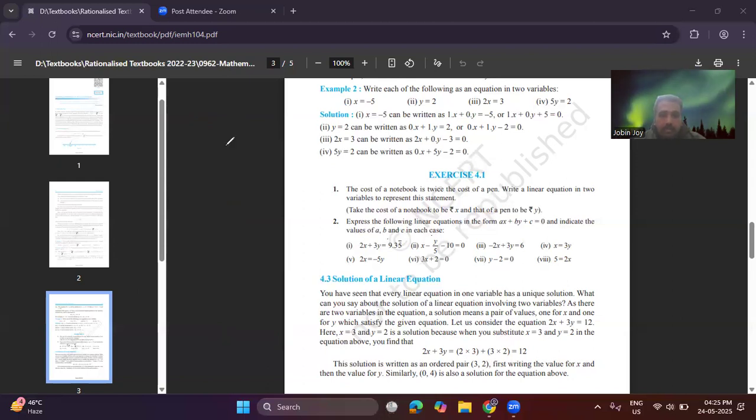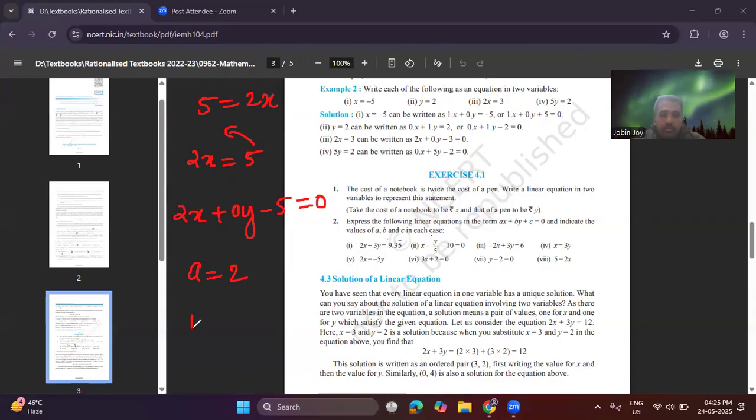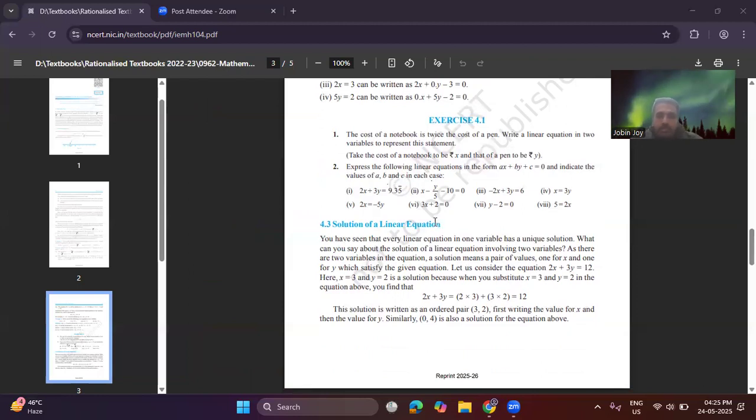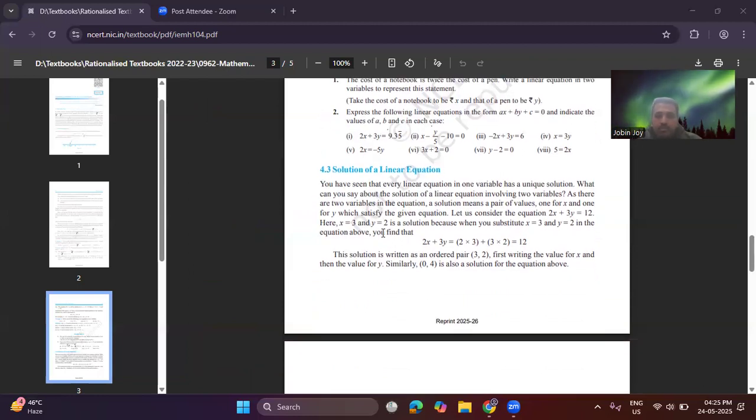And the last question, 5 equal to 2x. So I can write 2x is equal to 5. There is no y term, so 2x plus 0y, shift 5 to the left side, minus 5 equal to 0. So the value of a is equal to 2, the value of b is equal to 0, and the value of c is equal to minus 5. So next we have to calculate the solutions of a linear equation.